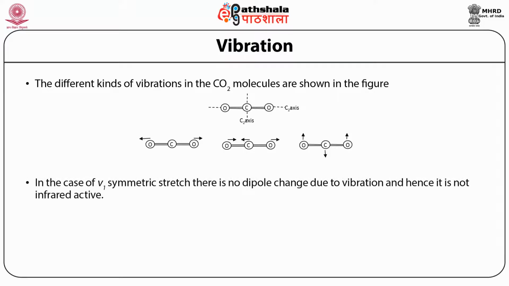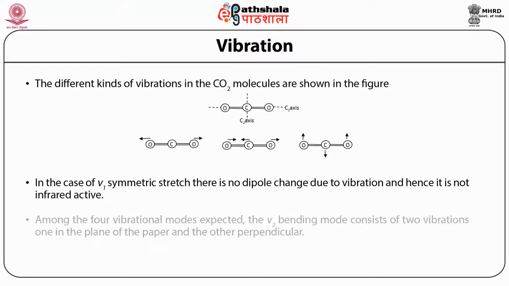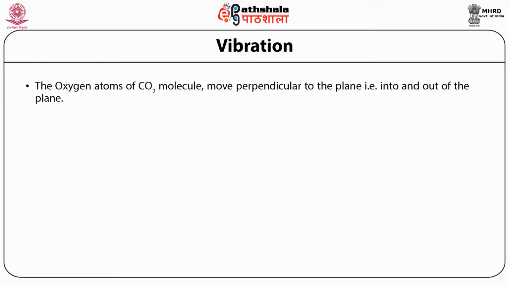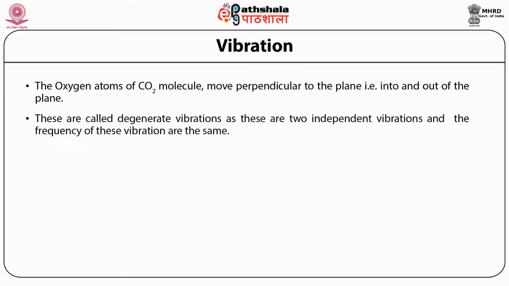In the case of the nu-1 symmetric stretch, there is no dipole change due to vibration, and hence it is not infrared active. Among the 4 vibrational modes expected, the nu2 bending mode consists of 2 vibrations, one in the plane of the paper and the other perpendicular. The oxygen atoms of the CO2 molecule move perpendicular to the plane, that is, into and out of the plane. These are called degenerate vibrations, as these are 2 independent vibrations and the frequencies of these vibrations are the same.